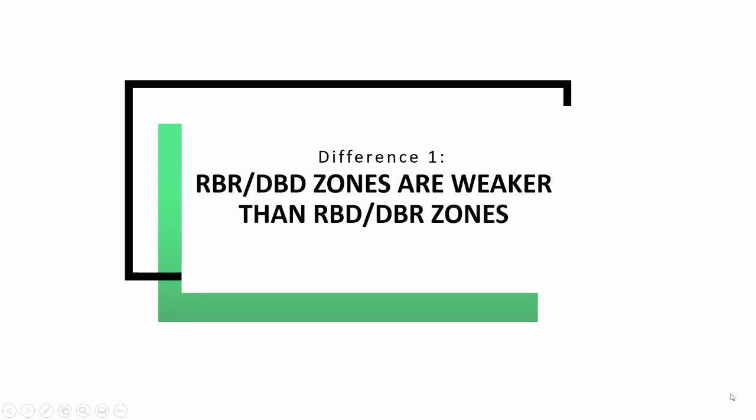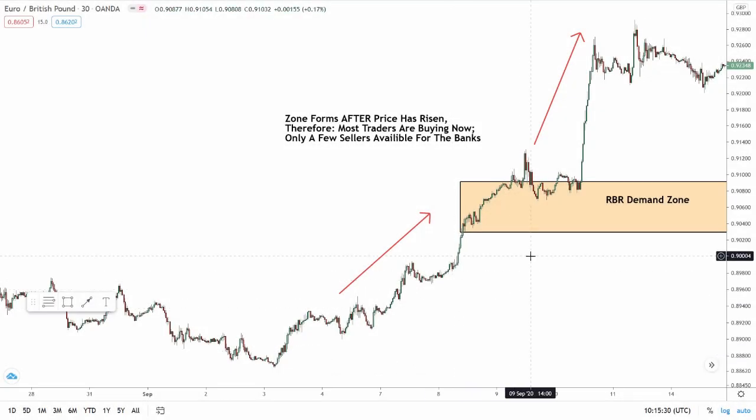Now, what determines what size positions the banks can place is how many other traders were buying or selling at that time in the market. If lots of traders were buying, the banks were able to sell a large amount. If lots of traders were selling, the banks were able to buy a large amount. So, because rally-based rally and drop-based drop zones always form during a swing, i.e. after price has already risen or fallen, the banks can't buy or sell as much, because most traders are now trading in the direction of the swing due to the rise or fall.